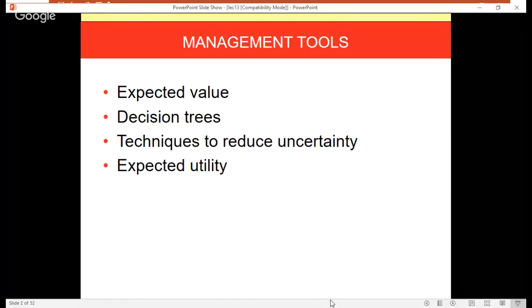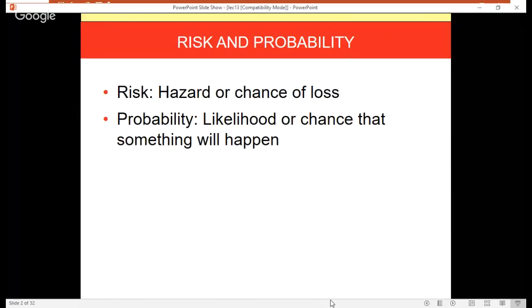Right? In other words, instead of just the expected value, we said how much utility we're going to get in those. And the payoff or the circumstance that gives you the highest expected value does not necessarily give you the highest expected utility. We're going to define risk as hazard or the chance of loss.